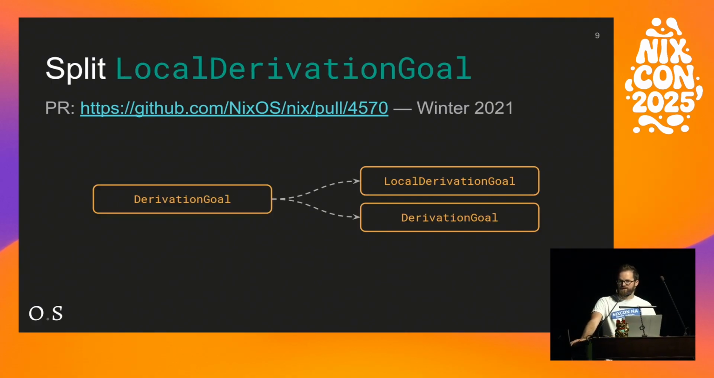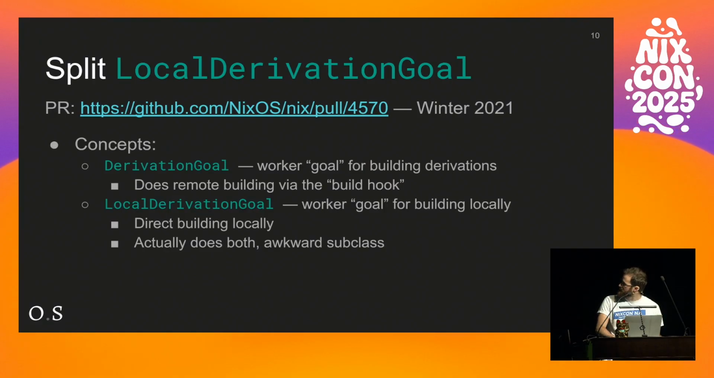Next up, I wanted to separate the local building and the remote building cases. And I did this in a way I actually never really liked, but again, kind of getting a foot in the door with this local derivation goal split. So that worked like that. The single derivation goal class became two classes. The derivation goal handles the remote building case with the build hook I mentioned, while the local derivation goal made the further assumption that we have a local store and has the direct building stuff.